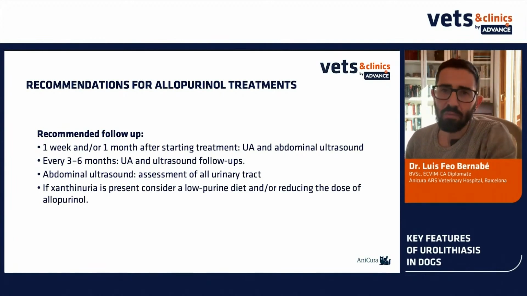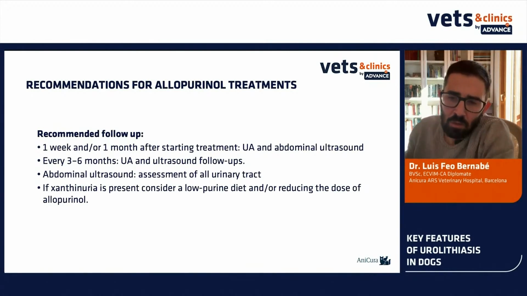And if you have xanthinuria in these cases and they're receiving allopurinol, I think you should consider a low purine diet and/or reducing the dose of allopurinol. Many times, or most of the time, this strategy is enough to decrease the xanthinuria and control the potential problems that you can have.